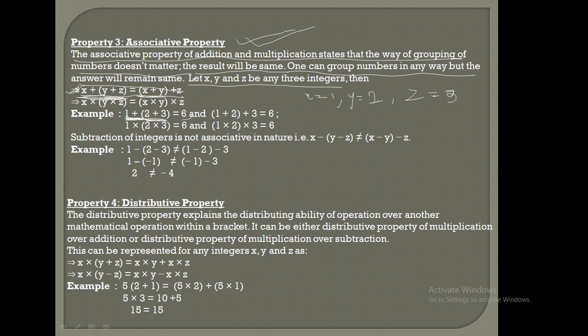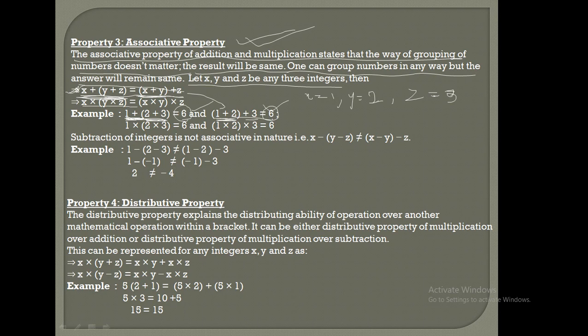Now when we put the same values of x, y and z on the right hand side in addition, we will get what? See, 1 outside, and 2 plus 3 inside the bracket. So first of all, we will solve this bracket. So 2 plus 3, it will come 5. 1 plus 5, it will come 6. Means here the answer is also the same.